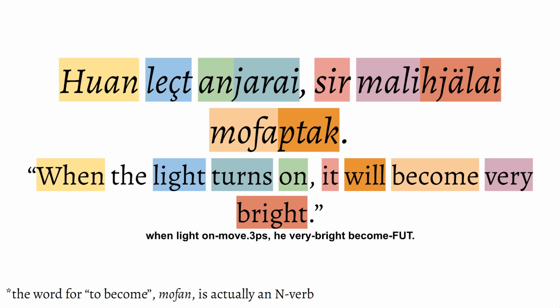If you want to say, I took the note down, you'd have to say, I down took the note, albeit in Sparai word order and grammar. Anyway, the second clause. Sir means both he and it, since there's no non-gendered third-person pronoun. It defaults to sir. Malihjälai is really 2 words. Mali, which we saw means very a couple sentences ago, and hjälai, which simply means bright. Finally, the verb, a future tense become. The original word is mofan. That's right, to become is an end verb, but we don't get to see its conjugations in action because it's a future tense verb here.